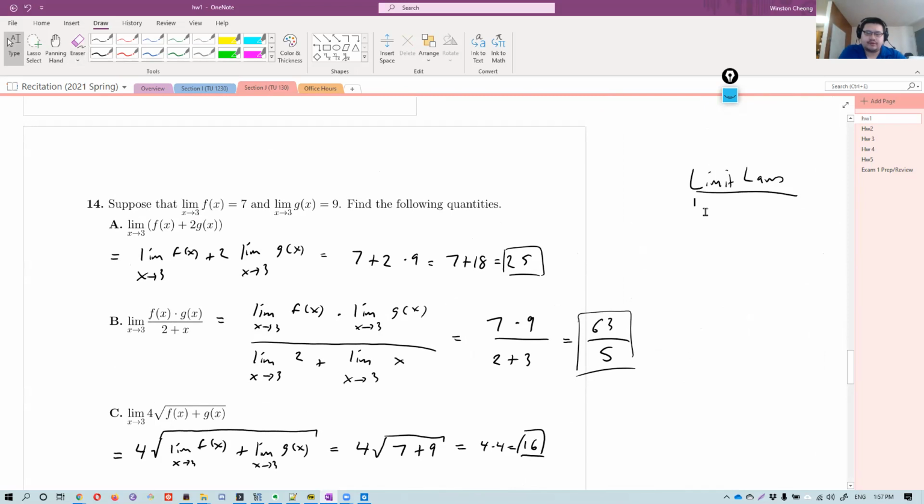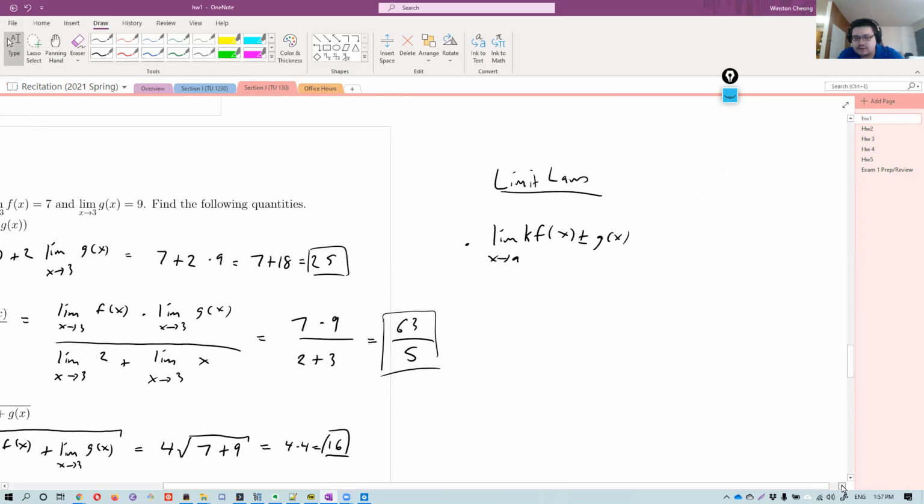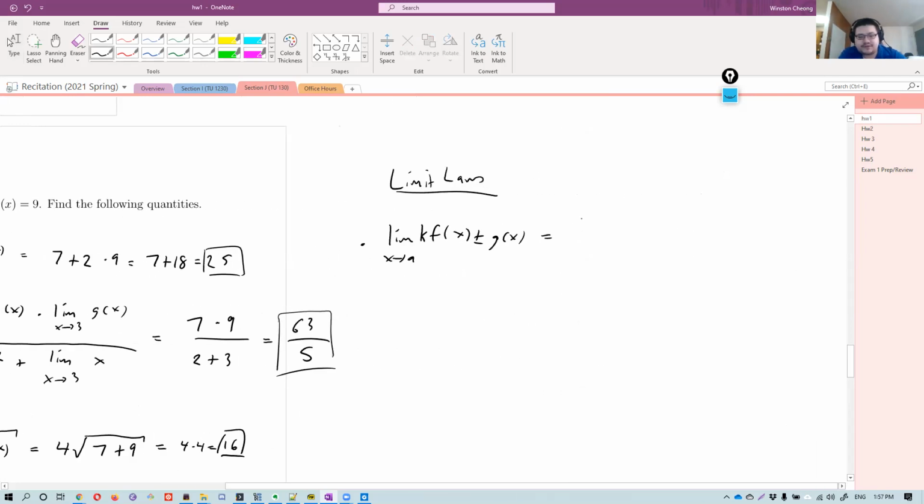So the first thing about the way that the limit works is that it's linear. The operation of taking the limit is linear. So I'm going to start to abbreviate this, but f of x, let's say I have a number k in front of that, plus or minus g of x. So the first law is this linearity property, which says that this is equal to k times the limit as x goes to a of f of x plus or minus the limit as x goes to a of g of x.